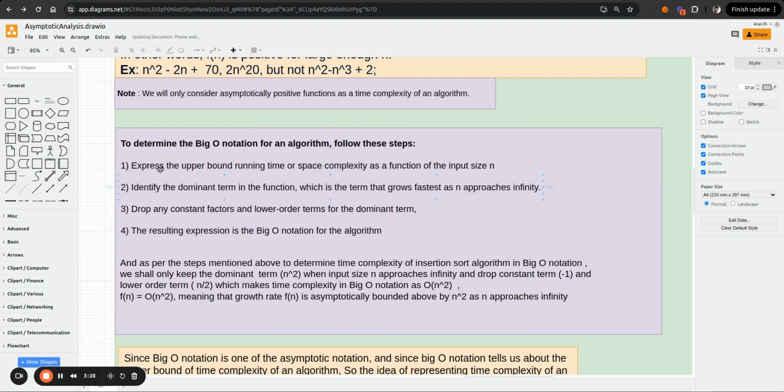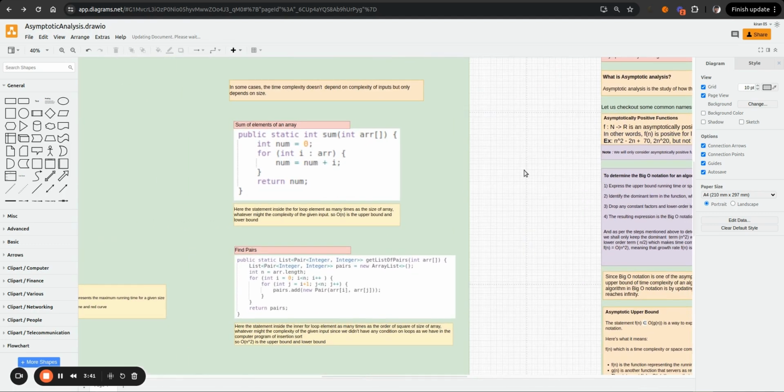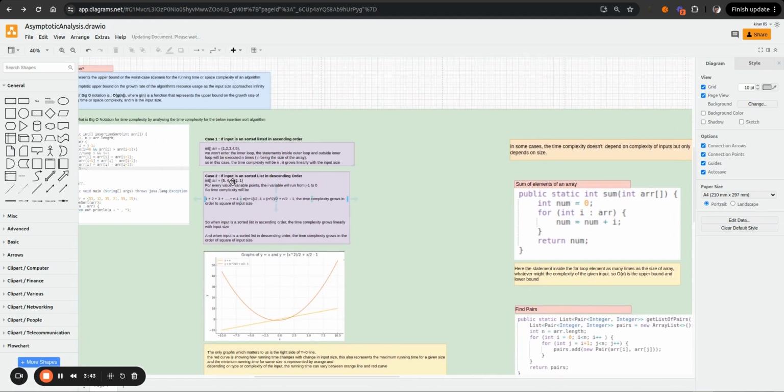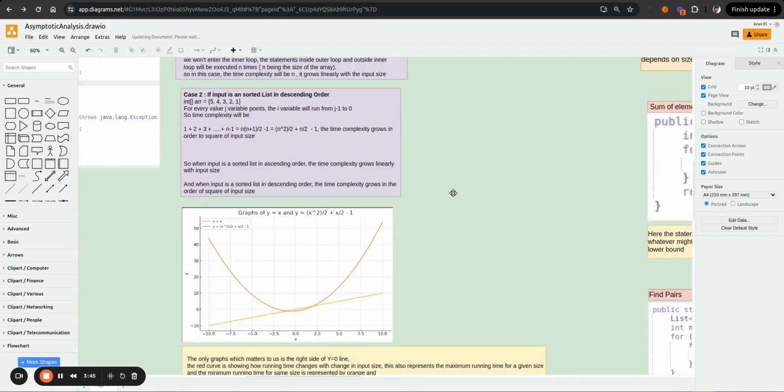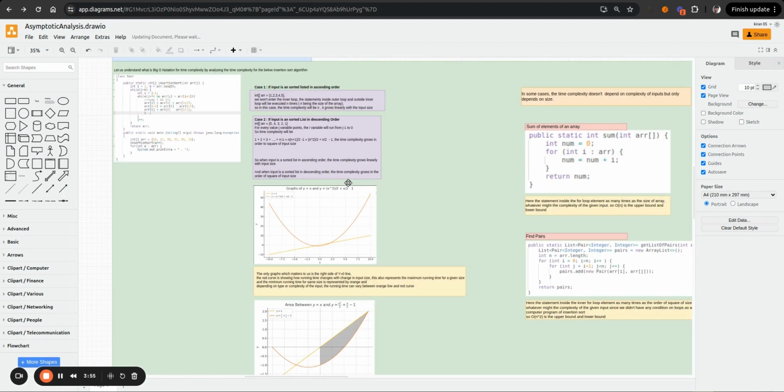First step, we have to express the upper bound time complexity of an algorithm in terms of size. Let us say the size is n. So first we have to do this. If we take the example of insertion sort, we already have calculated the time complexity. So this is our upper bound time complexity, x square by 2 plus x by 2 minus 1.